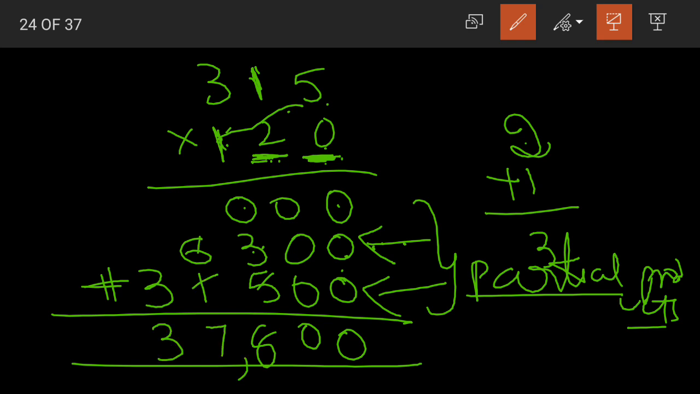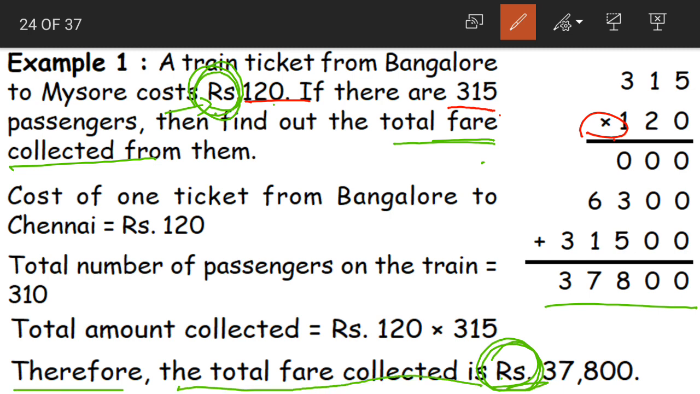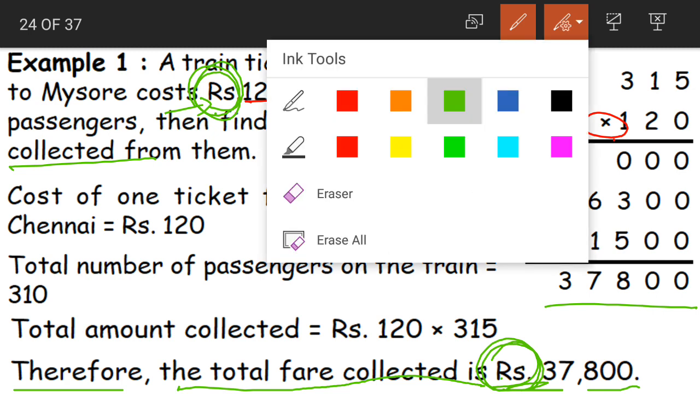What is the total answer, children? 37,800. Now what is this 37,800? These are the rupees. Rupees 37,800. See, always remember to write the unit in the answer as well. In the question they have given us the cost in rupees, and we also have to find out the total fare. Fare means what? The price of the ticket. So total fare collected will also be in rupees only. So the answer, therefore, the total fare collected is rupees 37,800. Clear, children?